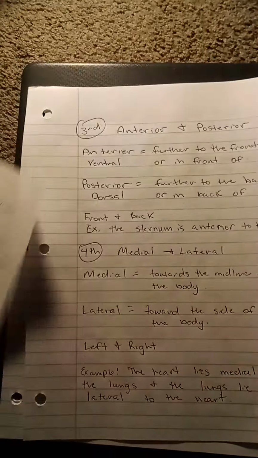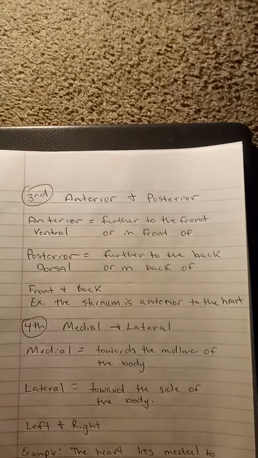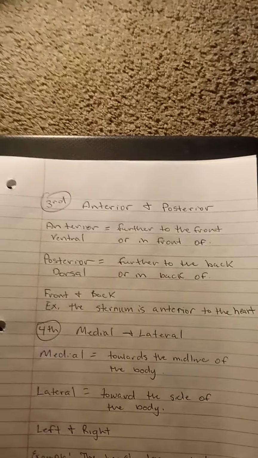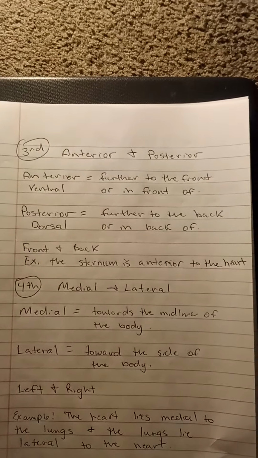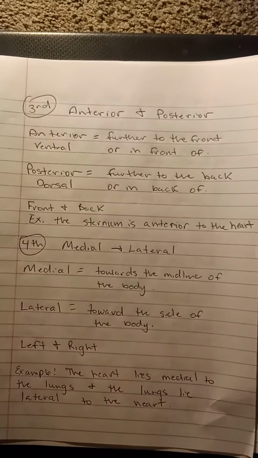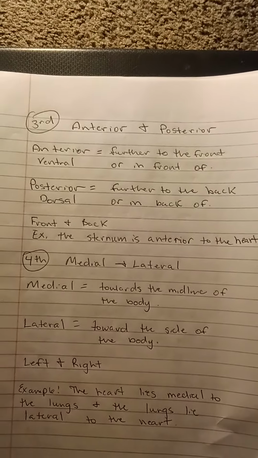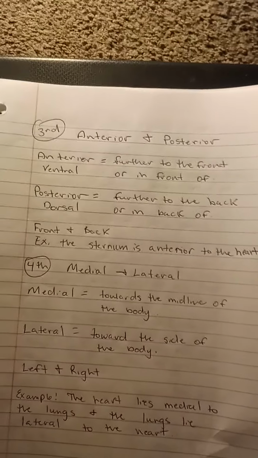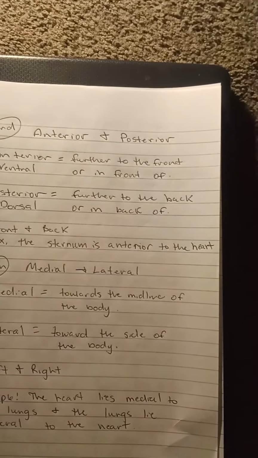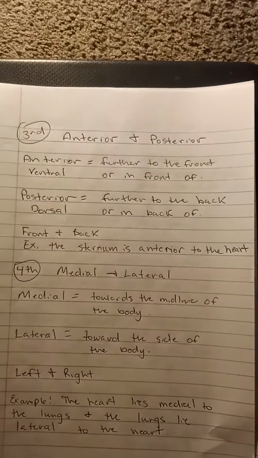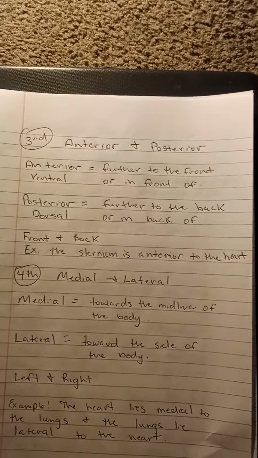Next, we have anterior and posterior. Anterior is further to the front or in front of, and posterior is further to the back or in the back of. Anterior is the front, posterior is the back. An example of anterior and posterior is the sternum is anterior to the heart, so the heart would be posterior to the sternum.